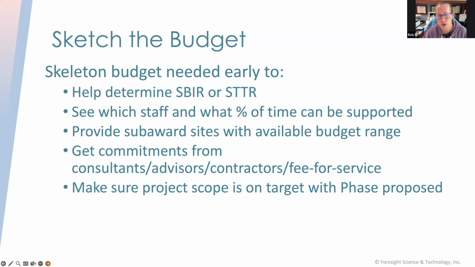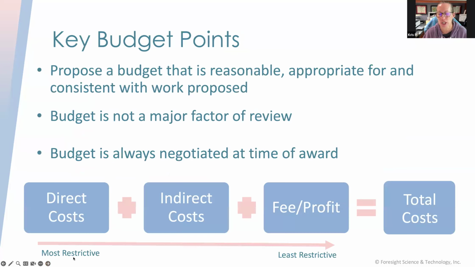And consultants, subawards, the first question everybody is going to ask when you ask them to be engaged in your project is how much money is available. So we want to propose a budget, or draft that budget, that is fair and reasonable for the work proposed. Now remember, the work proposed must be appropriate for the phase that you're applying to. So we need to keep these things aligned.